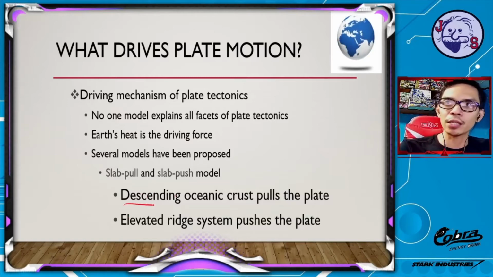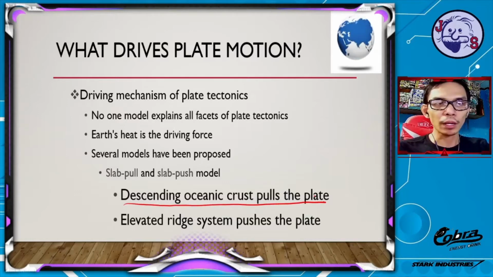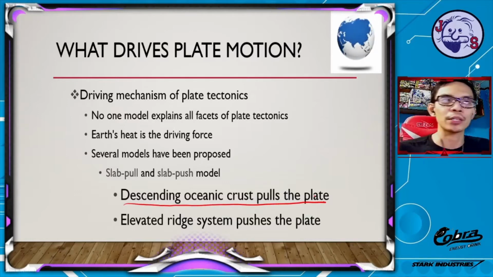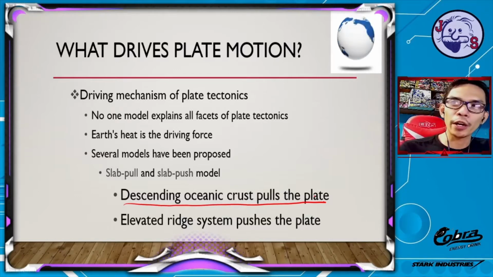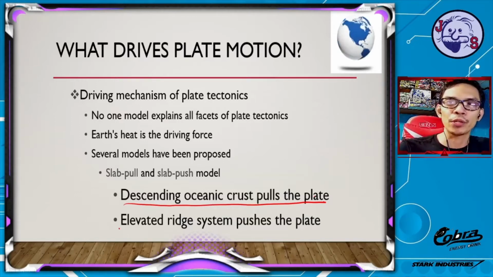That is the descending oceanic crust that pulls the plate downward. So this is the convergent type of plate boundary. And what is the place in the convergent boundary? That place is called the subduction zone. There is no place in the convergent plate boundary where an oceanic crust will descend other than the subduction zone. The next one is the divergent boundary.